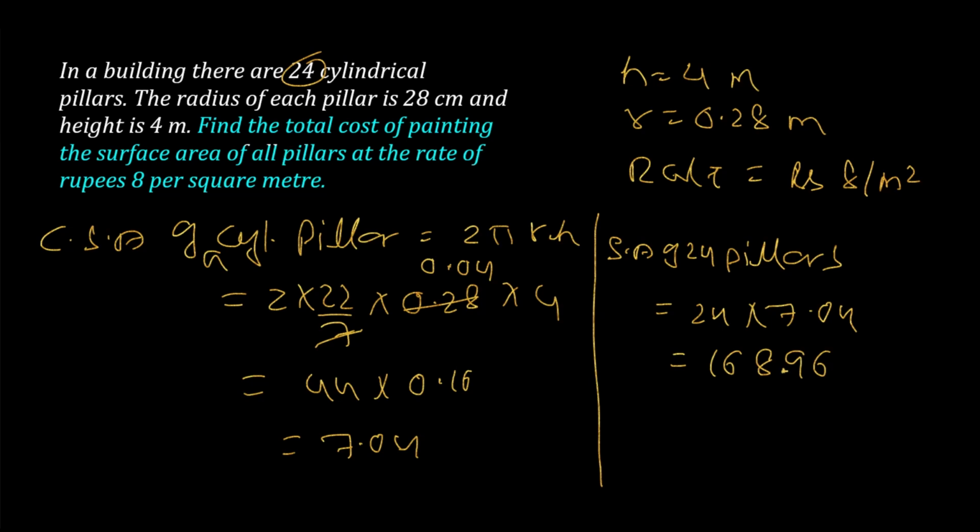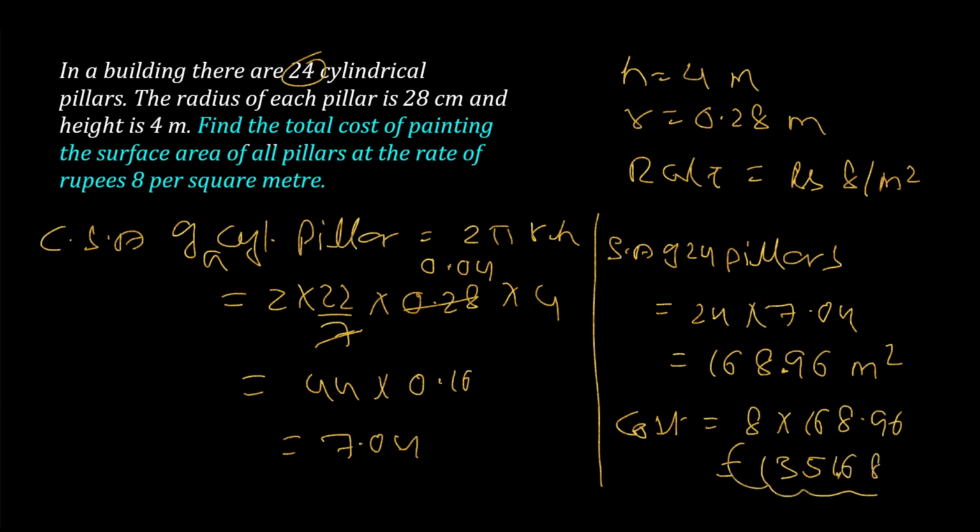Right, but then we have to find out the cost, and the rate is given over here. This is in meter square. So therefore the cost is the rate multiplied by the area. So the rate is 8 multiplied by 168.96. If I multiply this by 8, we are going to get 135168 with 2 decimal places. So this is the cost needed. Make sure you write a decimal over here. This is the decimal.